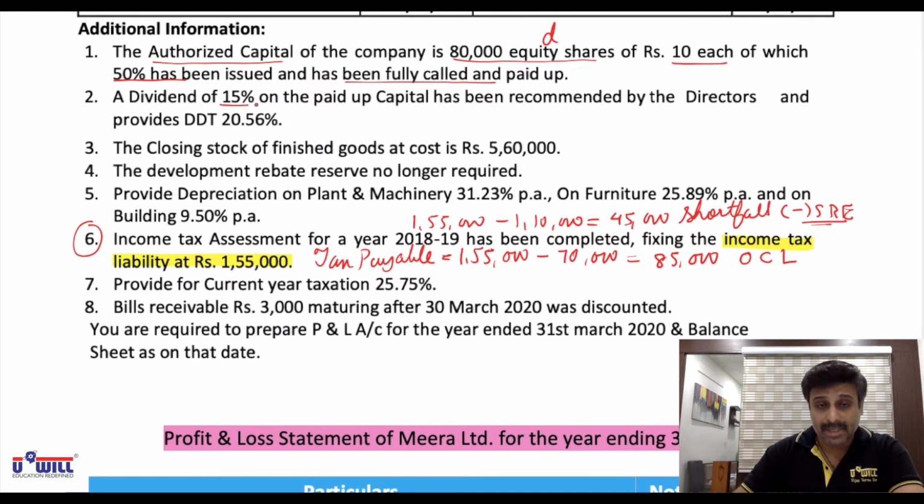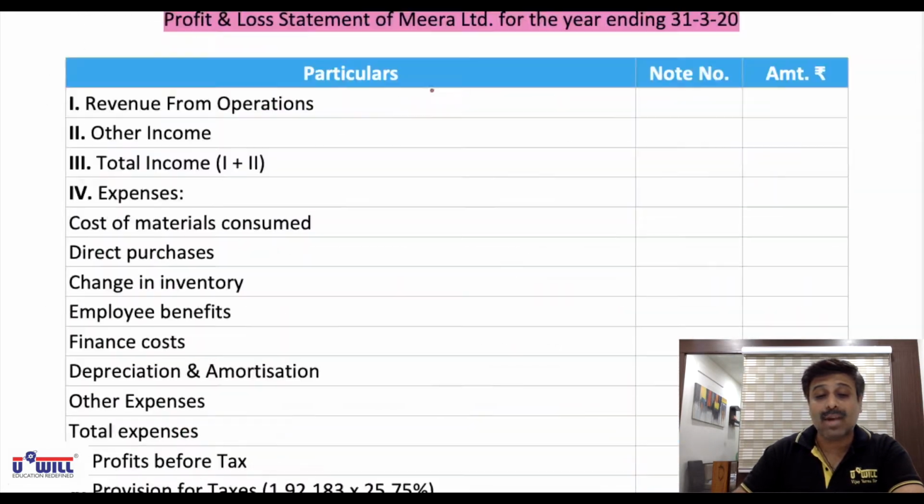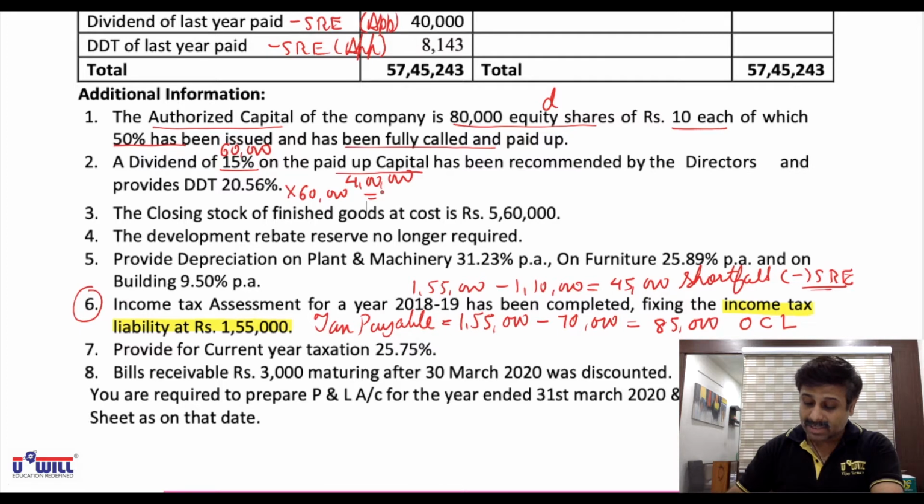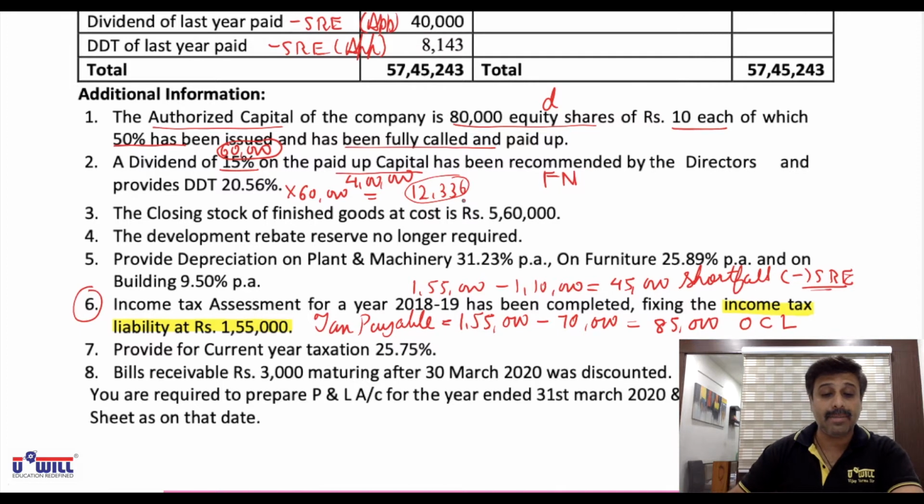Dividend of 15% on paid up capital has been recommended by the directors. Paid up capital in the trial balance is 4 lakhs. So we will count this 15% on 4 lakhs. That will be 60,000. And provide DDT of 20.56%. That 20.56% we will count on the dividend of 60,000. That comes to 12,336. Okay, both these amounts, DDT and dividend amount, will come in footnotes as a contingent liability and commitment.